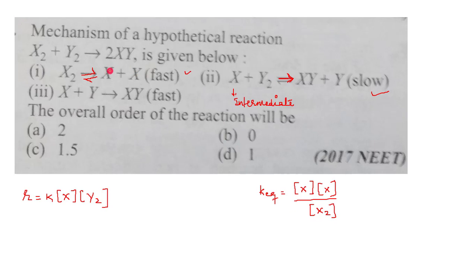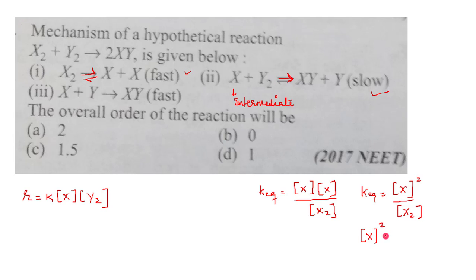Okay, look at this equation, both of these are products. So the molar concentration of X into the molar concentration of X, divided by the reactant, the molar concentration of X2. Nothing but K equilibrium is equal to the molar concentration of X raised to 2 divided by X2. If we want to find the value of X, what will it be?